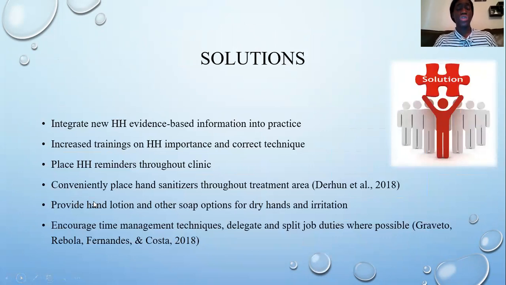Solutions to improve hand hygiene adherence include integrating new hand hygiene evidence-based information into practice by bringing it to the management's attention so that it can be potentially included in the facility's policy. Increasing trainings on the importance of hand hygiene, when to use it, and the correct techniques to achieve this. Placing hand hygiene reminders throughout the clinic to encourage staff to use hand hygiene.